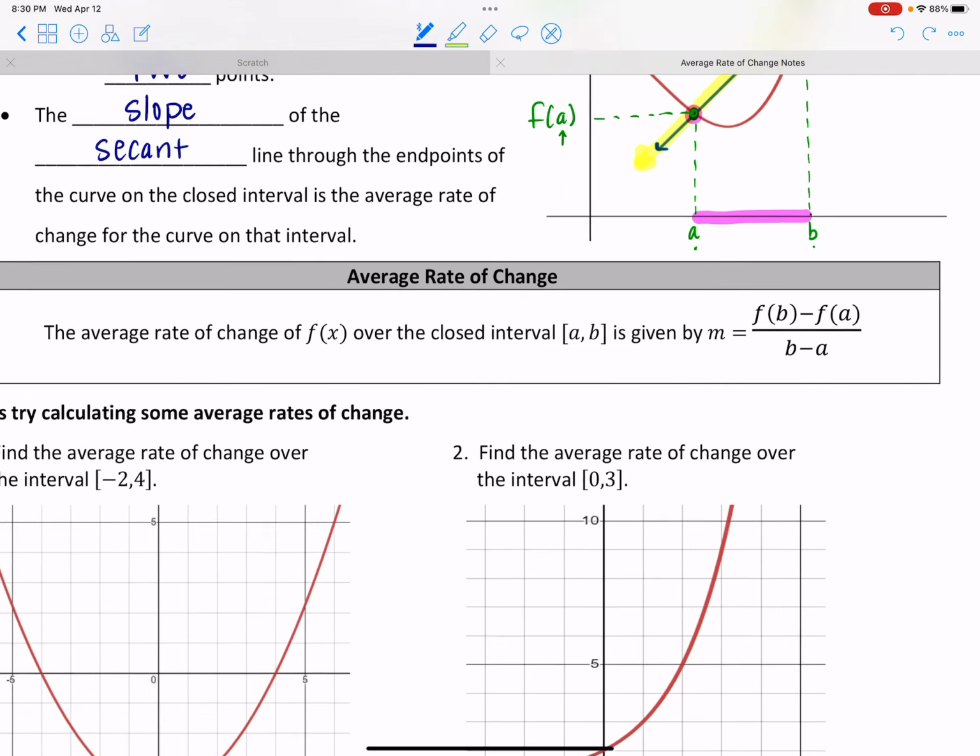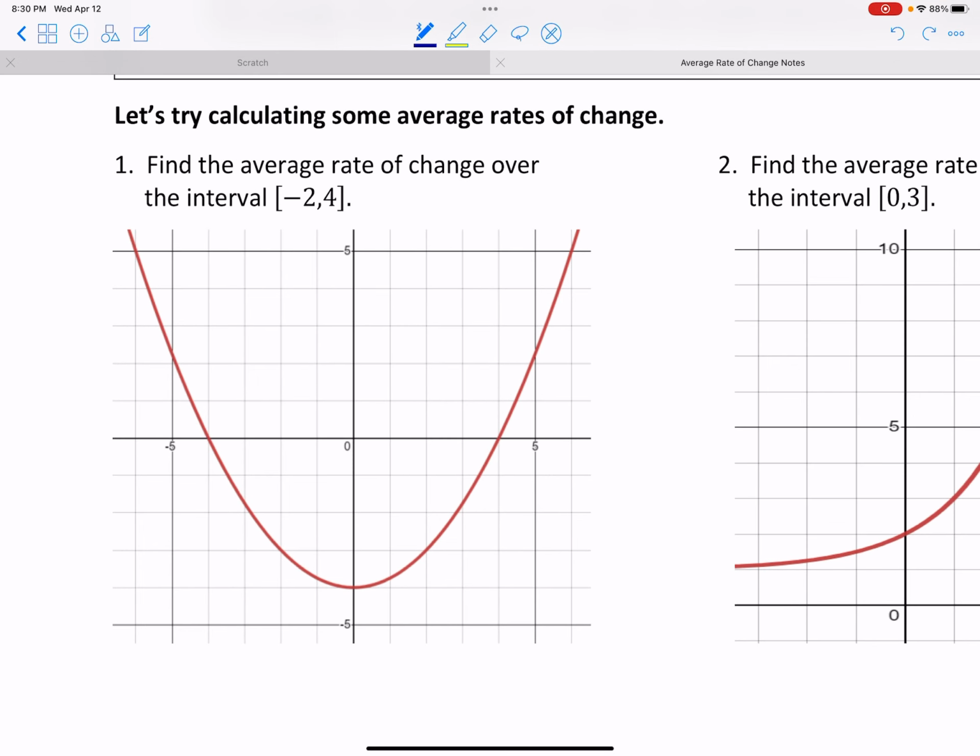So let's try this out. For example, here in number 1, we're going to try to find the average rate of change for this parabola over the interval -2 to 4. So this is the interval. This is my frame of reference. This is the domain. This is the x values where I'm looking. So on the x-axis, I like to use this as my guide. I am looking from -2 to +4. That's the interval.